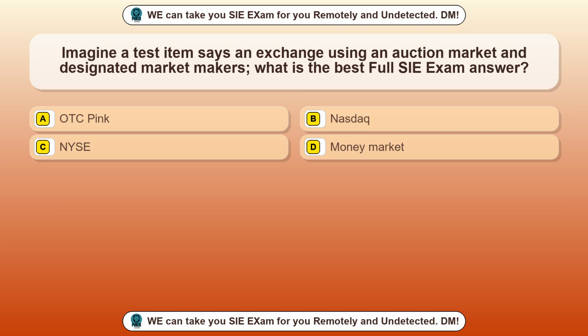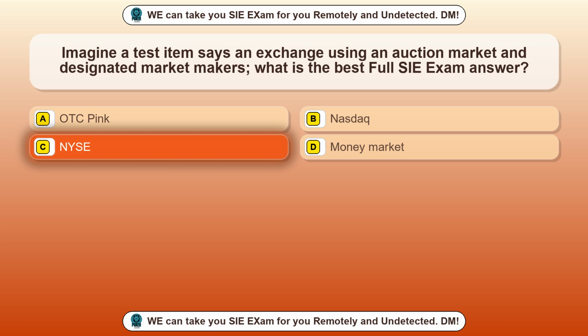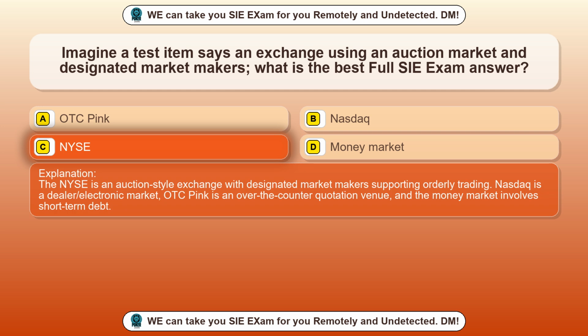Question 52. Imagine a test item says an exchange using an auction market and designated market makers. What is the best full SIE exam answer? Option A, OTC Pink. Option B, NASDAQ. Option C, NYSE. Option D, money market. The correct answer is option C, NYSE. The NYSE is an auction-style exchange with designated market makers supporting orderly trading. NASDAQ is a dealer/electronic market, OTC Pink is an over-the-counter quotation venue, and the money market involves short-term debt.